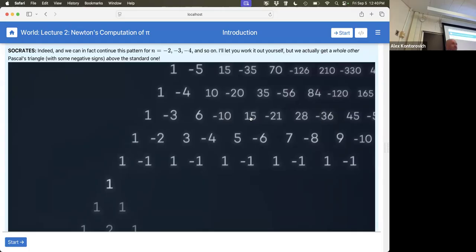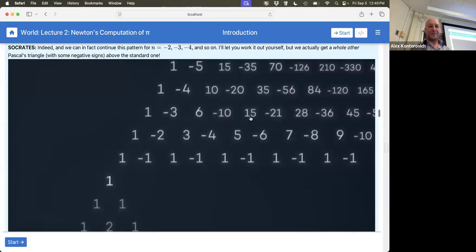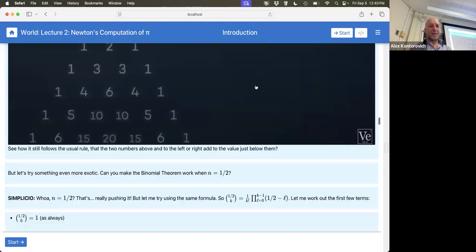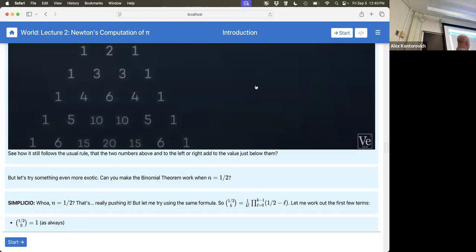Whereas these are not. If n is a positive integer, then the product n times n minus 1 times n minus 2 times n minus 3 and so on eventually hits n minus n. And n minus n is 0. And the second you have that, the rest of that's where this becomes 0. So far, so good? Okay. And you see it still follows the usual rule that two numbers above a given number to the left and to the right add to the value below them.